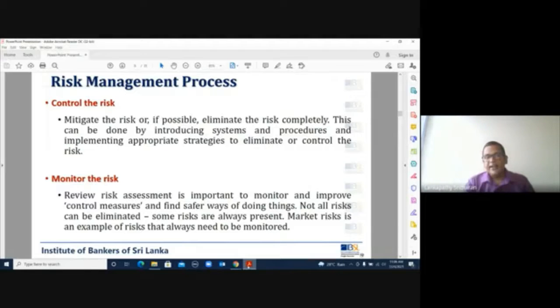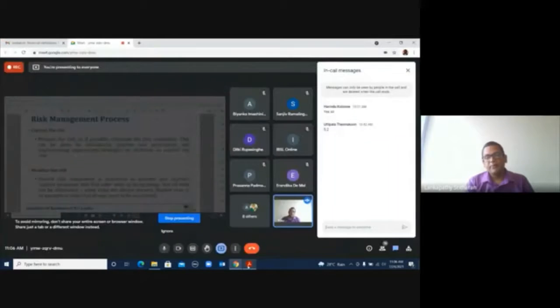Okay. So we have discussed what risk is and then risk management. Now we are discussing the risk management process. In the risk management process, there are 4 steps involved. Any doubt you all wanted to ask me? I'm ready to answer.